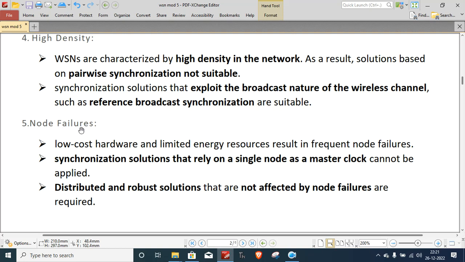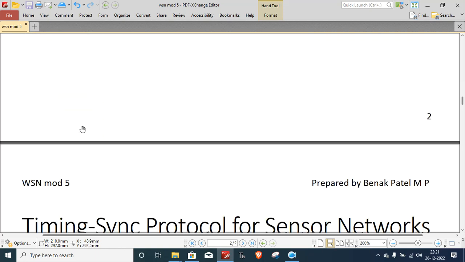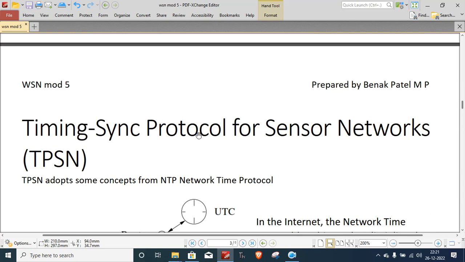So these are all the challenges that time synchronization has to address. And in our next tutorial, we'll go through the timing synchronization protocol for sensor networks, abbreviated as TPSN, and how exactly it works.